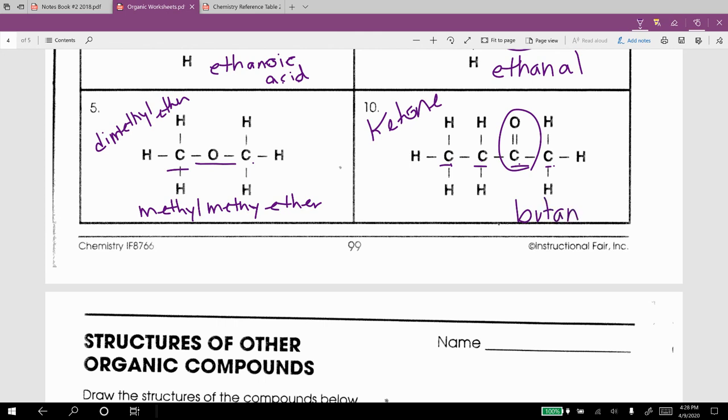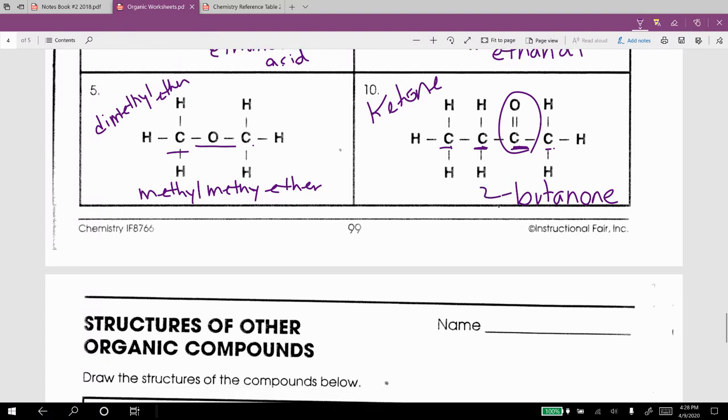So we do butane, drop the E, and we're making the ending -one, right? So butanone. And now, since there's more than one spot that could be, because it could be here, and this is also here, so then this is going to be 2-butanone. All right, so now let's go on to your next page.